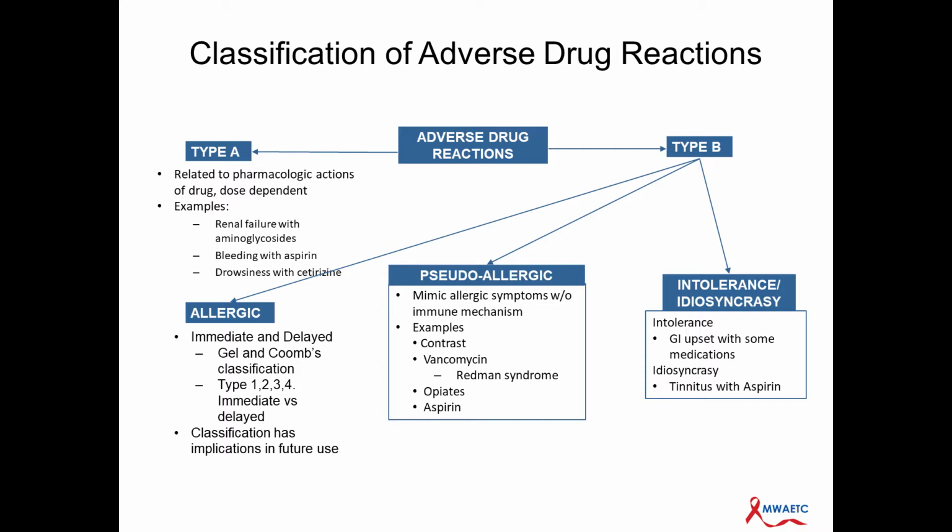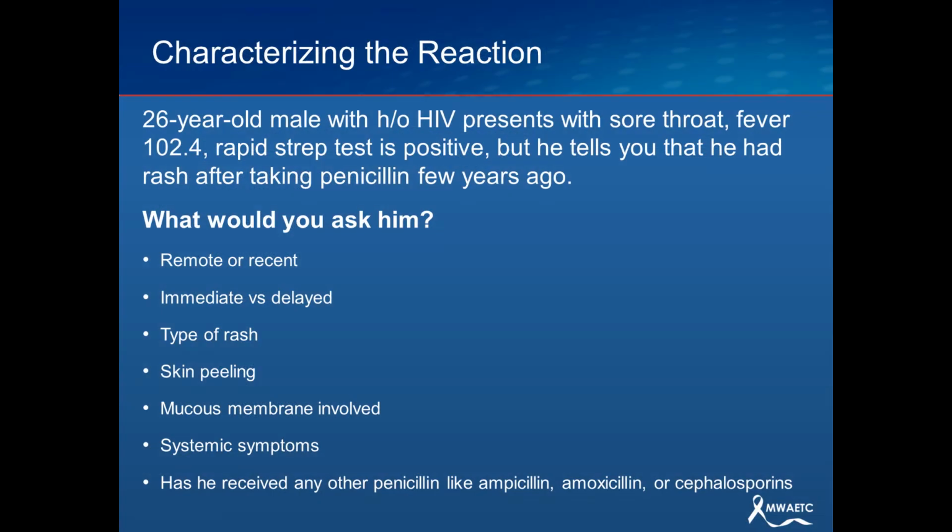So for pseudoallergic reactions, a common example is the flushing that you see with vancomycin, called red man syndrome, and there could be idiosyncratic reactions. Not everything that is documented as an allergy is an allergic reaction, which is important to remember. How do we characterize an allergic reaction? Most hypersensitivity reactions do present with some type of rash, and it's important to understand what kind of reaction it is, which guides the management of these patients appropriately. So let's begin with a case.